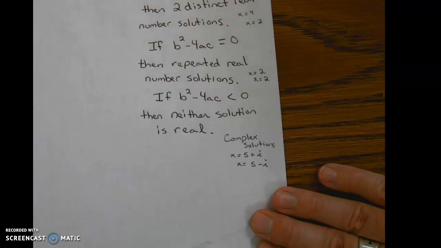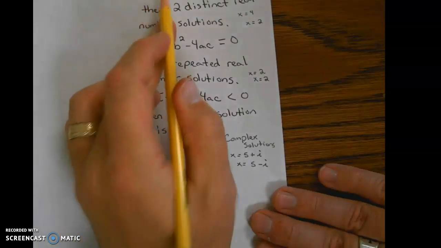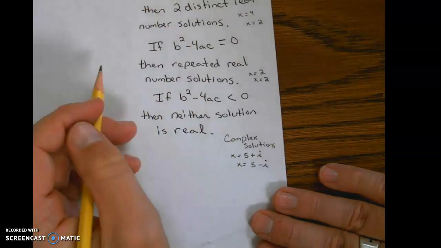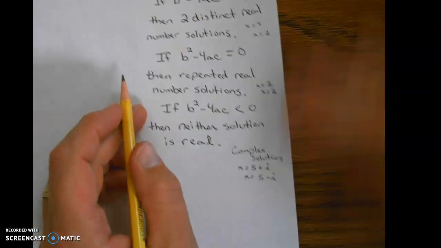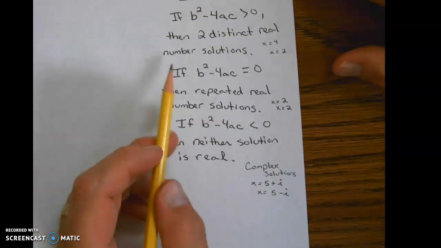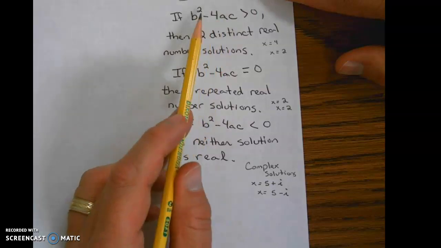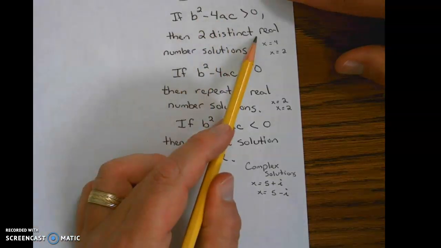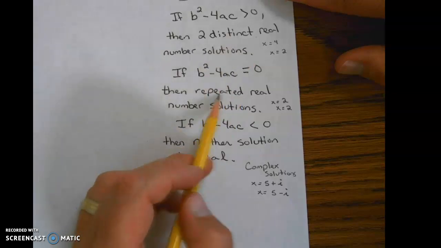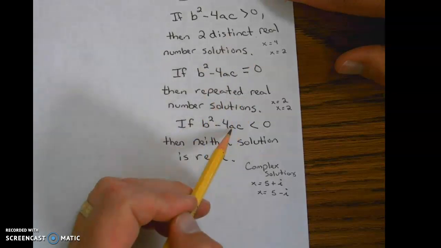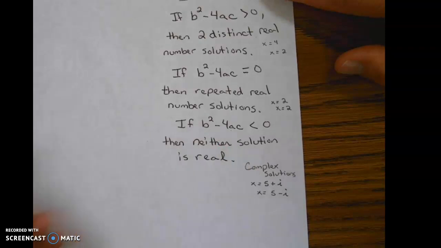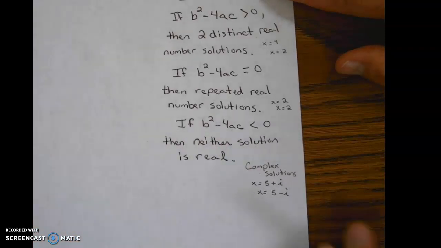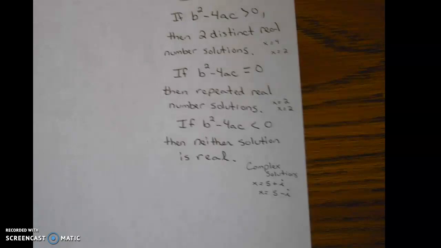So just by looking at the discriminant, we can determine what kind of solutions we have, and also by looking at the number. If it's positive, two distinct real solutions. If it's equal to 0, it's a repeated real solution. If it's less than 0, complex solutions. Okay, let's go ahead and look at an example together.